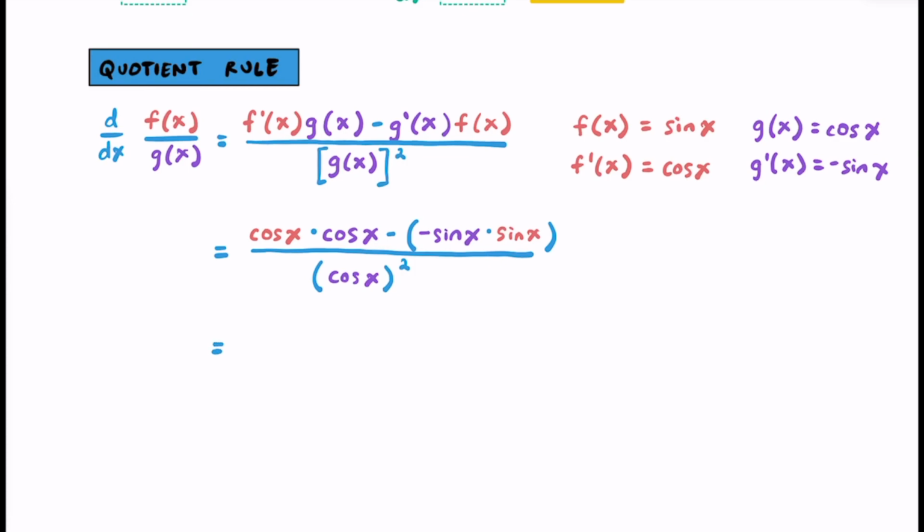Starting off, let's simplify this cosine of x times cosine of x right over here. That's just going to be cosine squared of x, so I'm going to write that as cosine squared of x. That's cosine of x times cosine of x. Then we're going to take away what next here? Well, we have this negative sine of x multiplied by sine of x. So that's just going to be a negative sine squared of x.